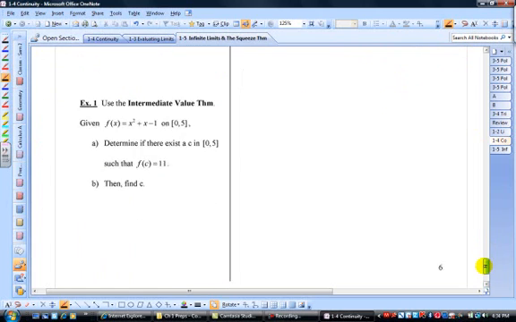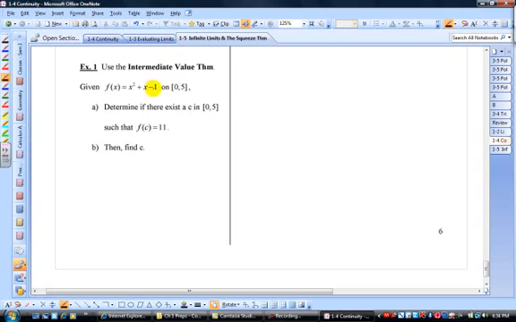All right, so let's take a real problem here. Let's suppose we're working on this parabola on the closed interval from 0 to 5, where a is 0 and b is 5. We want to determine if there exists a c in that closed interval from 0 to 5 such that f of c equals 11, where k is 11 here. I have to check to see if 11 is between f of 0 and f of 5.